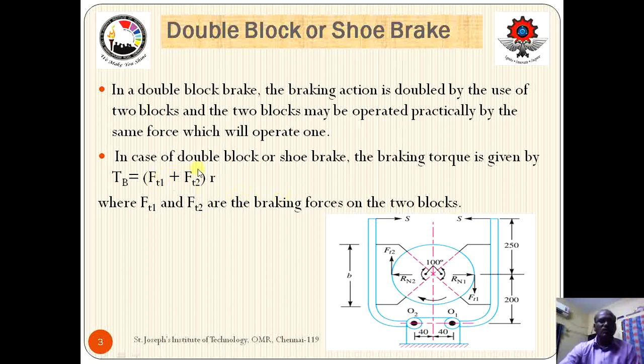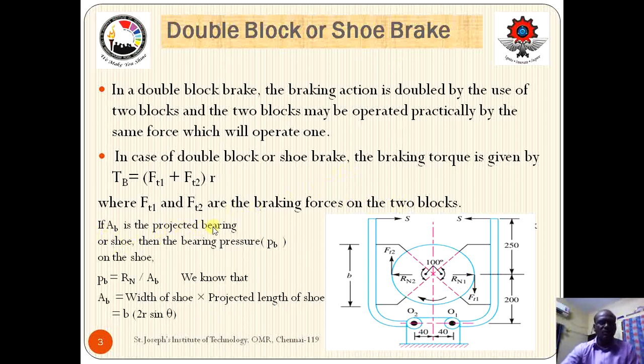In case of double block shoe brake, braking torque is given by (Ft1 + Ft2) × R. The single block brake has only Ft × R, force into radius. Now you are going to add the two frictional forces, and that value is called braking torque. Therefore, braking forces on the two blocks.